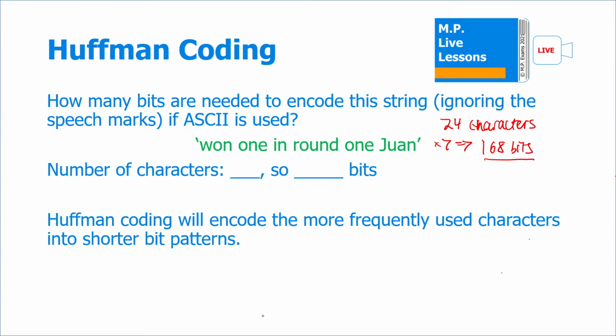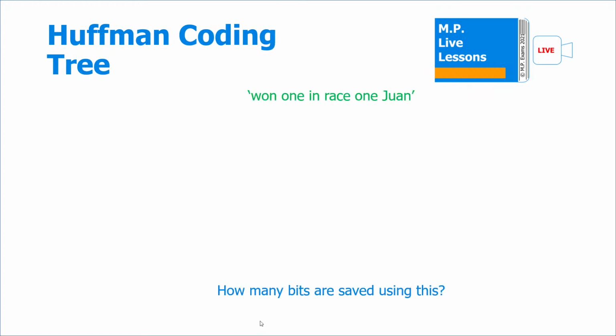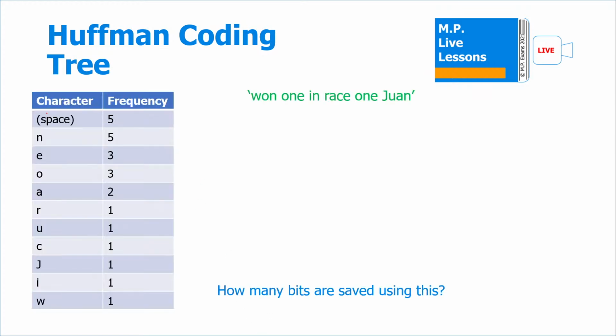Now, what we do is use a Huffman coding tree. So if I have the text here again, now we have a table and the frequency. You may not be asked to draw a Huffman coding tree in your exam, but you could. Usually you'll be asked to interpret one.